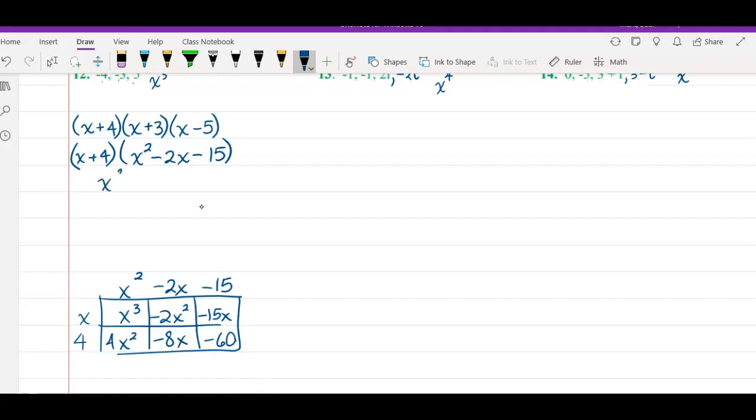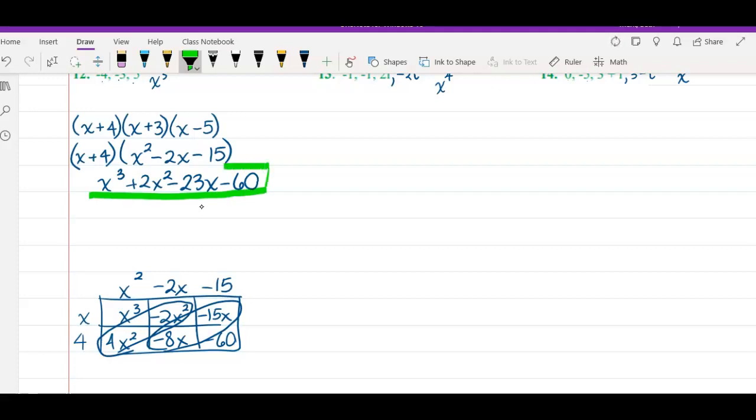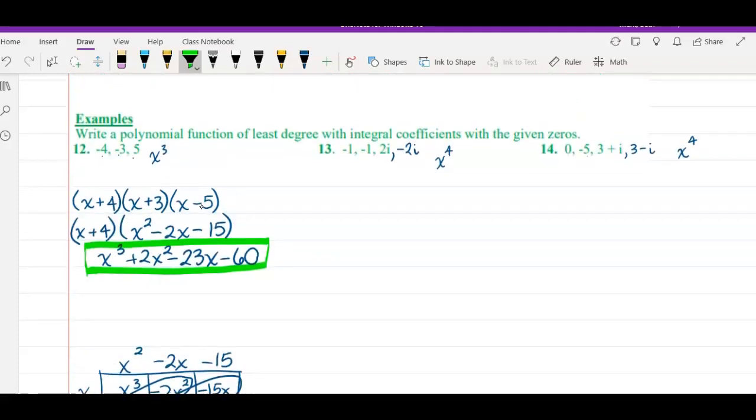So altogether I have x cubed plus 2x squared minus 23x minus 60. That would be my final answer for a polynomial with these roots, these zeros, with integral coefficients. That means my coefficients have to be integers.